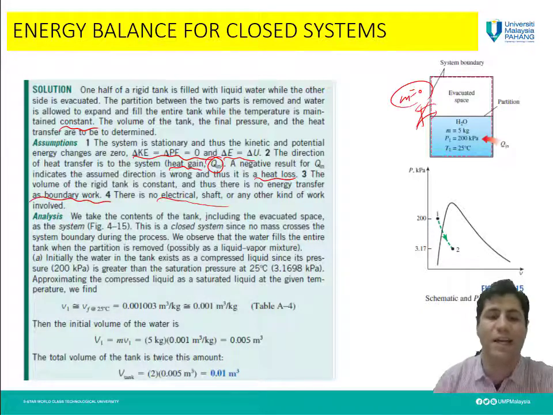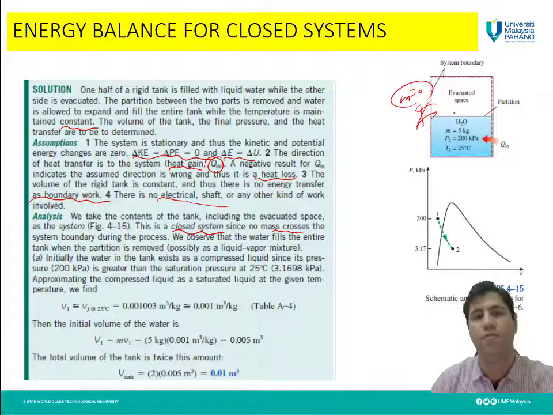Then we can, as I said, select the system like this. This is a closed system. No mass crosses the system boundary during this process. We observe that water will fill the entire tank when this partition is removed. We don't know if, when we remove this partition, the water will evaporate or not. So what do we have here?